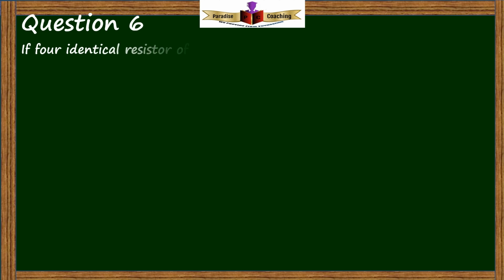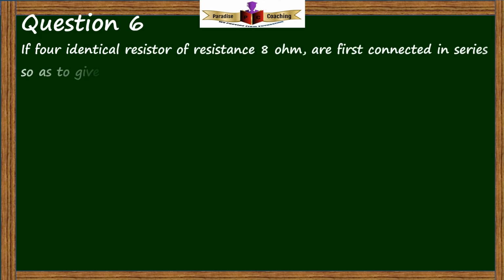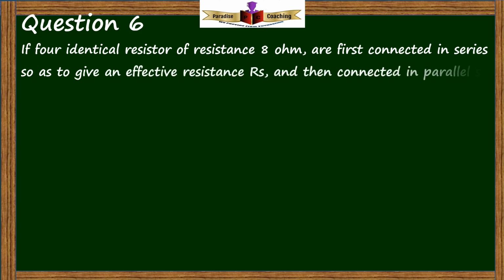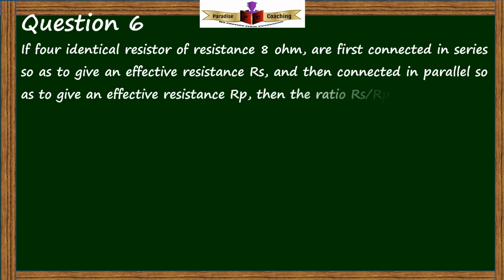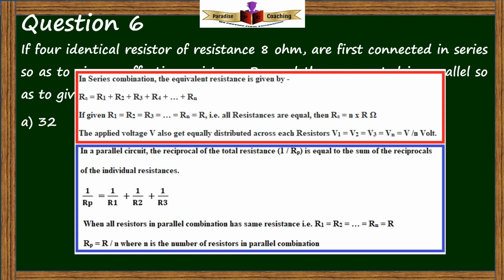Question 6. If 4 identical resistors of resistance 8 ohm are first connected in series so as to give an effective resistance Rs, and then connected in parallel so as to give an effective resistance Rp, then the ratio Rs/Rp is. Here are the options. A. 32. B. 2. C. 0.5. D. 16.